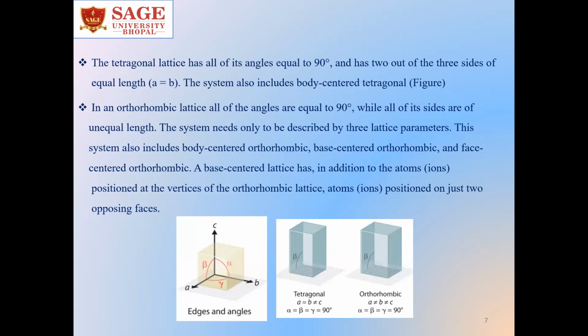Now, tetragonal and orthorhombic. The tetragonal lattice has all its angles equal to 90 degrees and has 2 out of the 3 sides of equal length. The system also includes body-centered tetragonal.